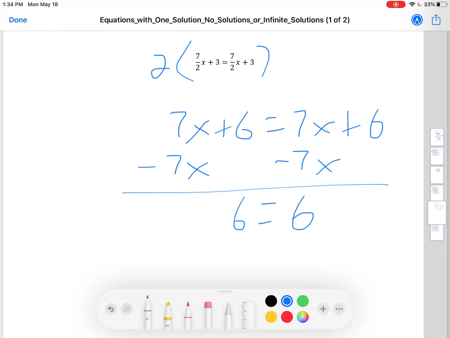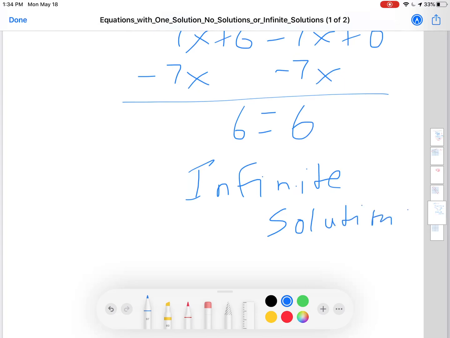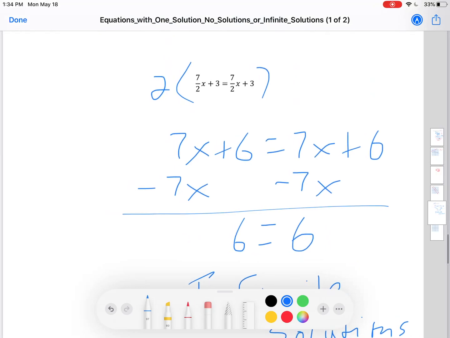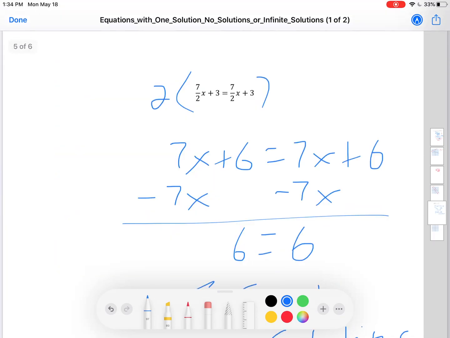Well, that's true, but what value of x makes it true? Well, all of them do. When you're in the middle of solving and you get a statement where one number equals itself, you know that this has an infinite number of solutions. Every single value of x will make these equal. It doesn't matter what you use. Let's see what that looks like.